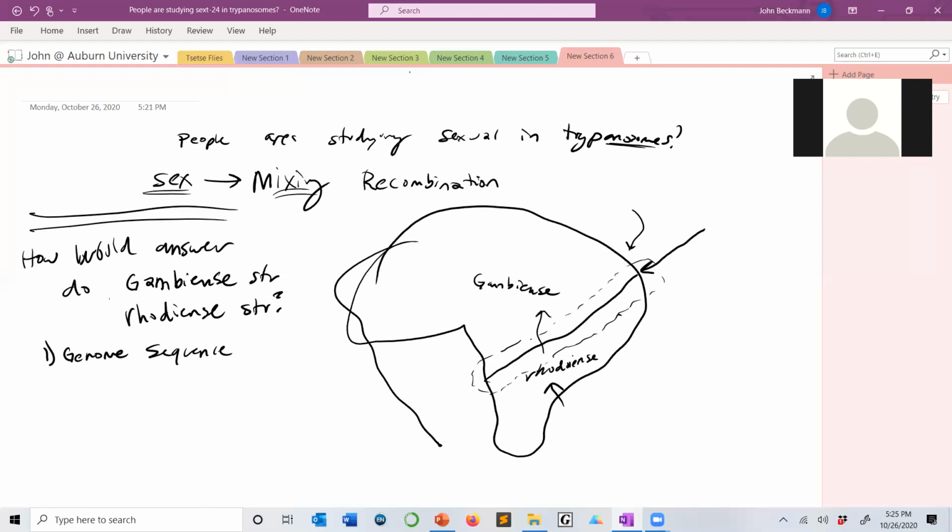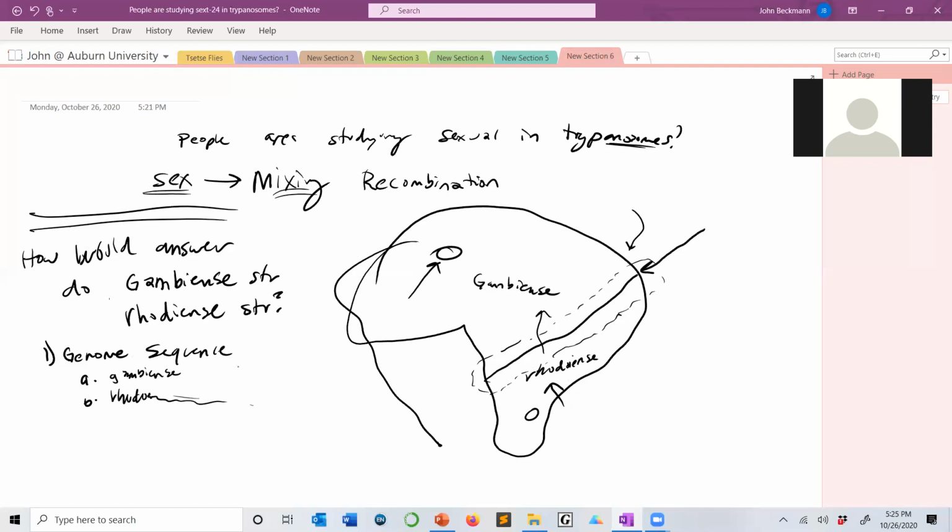Good, in the chat. Very good. So the first thing we need to sequence are the controls. The controls are: let's take a population that's furthest away from that hybrid zone, and let's sequence the Gambiense genome. Let's take a population that's furthest away from that hybrid zone, and let's sequence the Rhodiense. I'm just trying to write it fast. Rhodiense. Okay. Then let's compare their genomes and let's find all the differences.